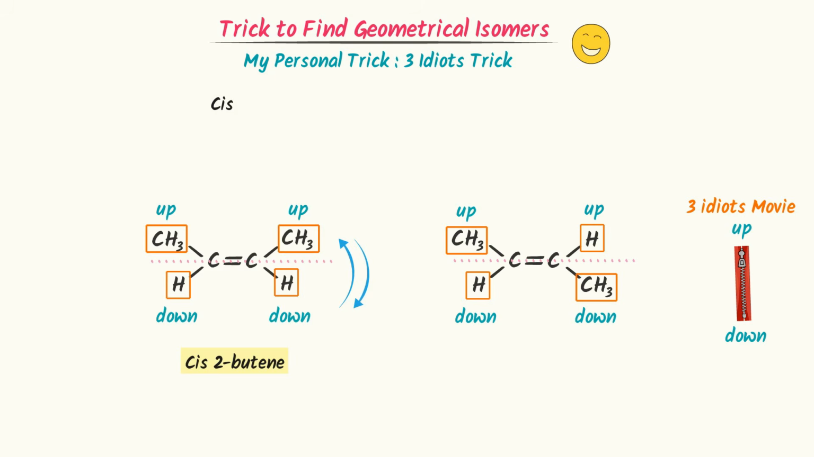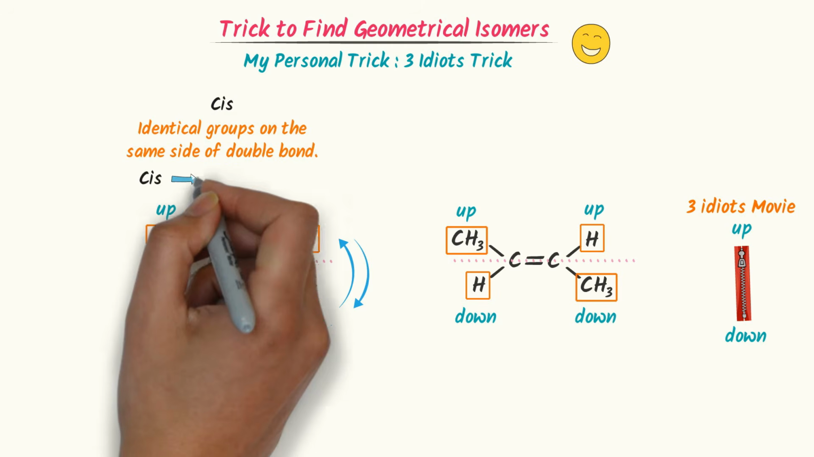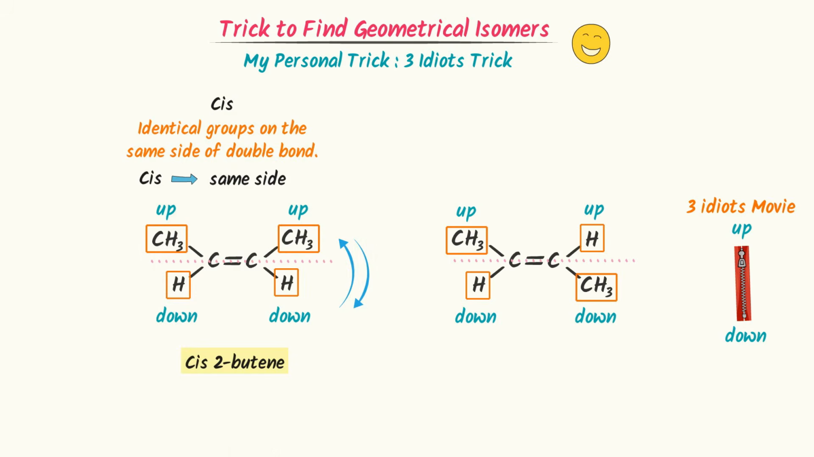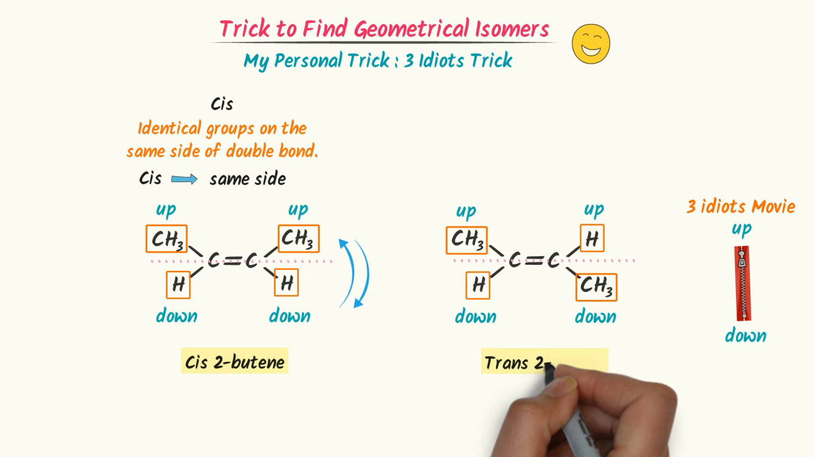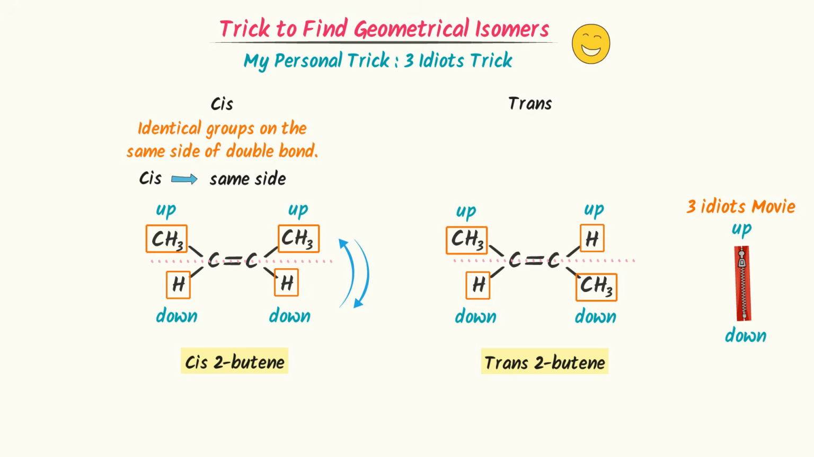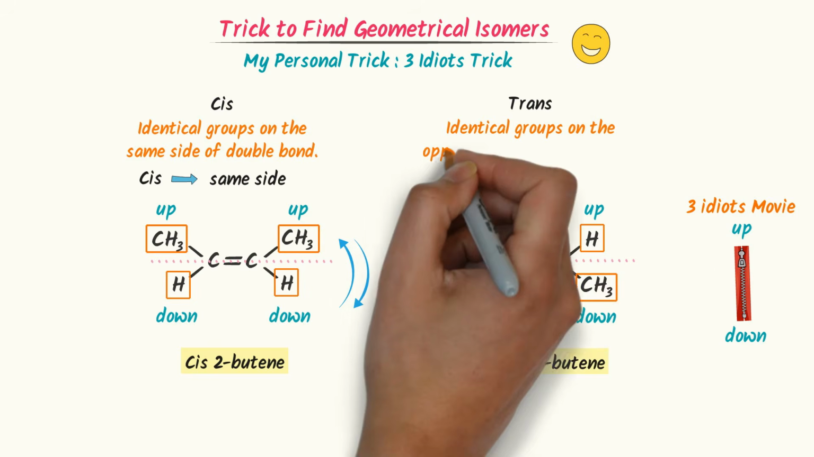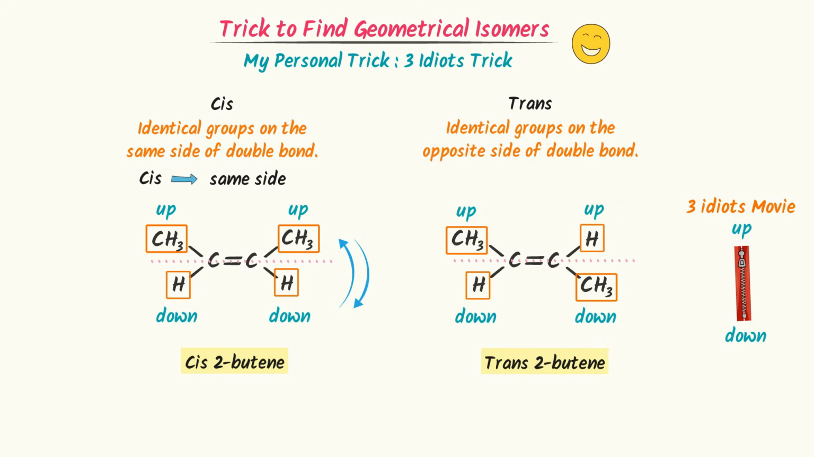By cis, I mean when identical groups are present on the same side of a double bond. Or I say cis means same side, like both methyl groups are present on the same side of the double bond. While this compound is called trans-2-butene. Trans means when identical groups are present on the opposite sides of the double bond. Or I say trans means transfer, like both methyl groups are present on opposite sides because they are transferred.